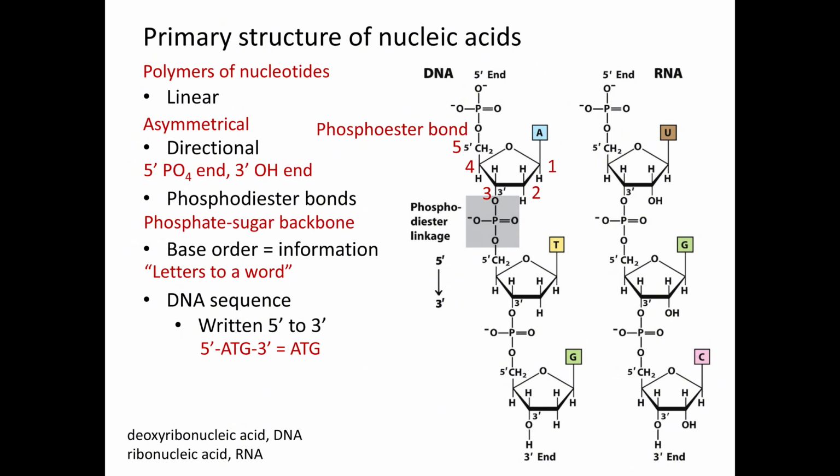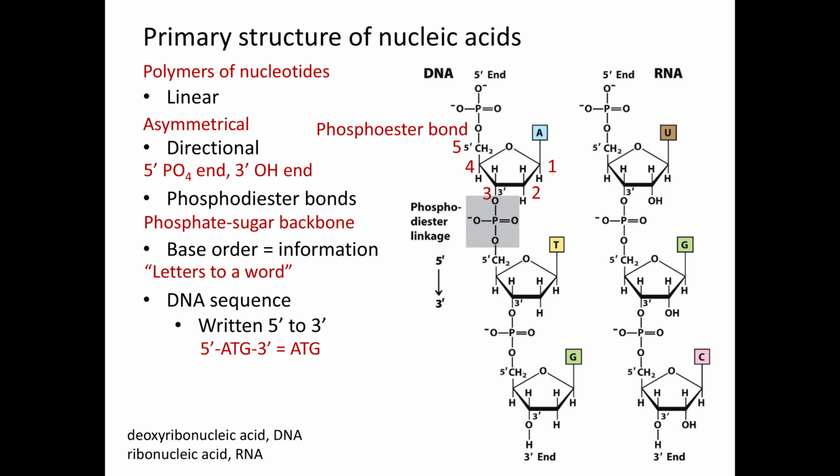Because of this linkage, nucleic acids have directionality, with a 5' and a 3', which is essential for replication, transcription, and translation. The sequence of nitrogenous bases along the backbone, adenine, guanine, cytosine, and thymine in DNA, or uracil replacing thymine in RNA, constitutes the primary structure. It is this specific order of bases that encodes genetic information.